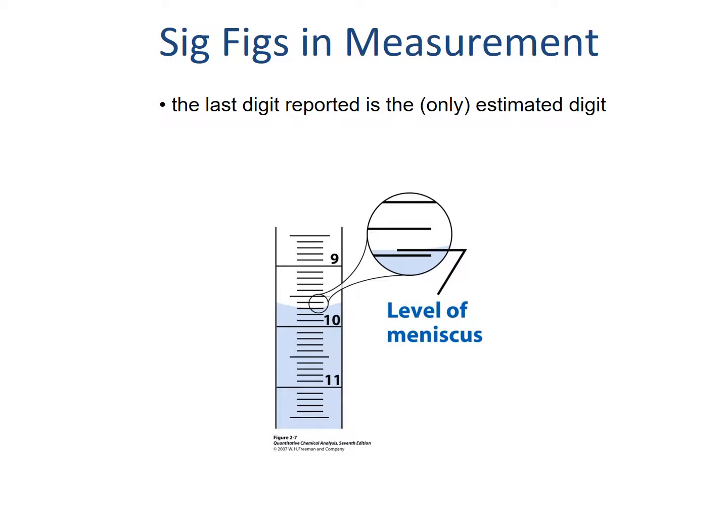Now, one of the ways that we can actually affect the precision of measurements is by taking the right number of sig figs from our instruments. So we're always going to take the last digit reported, and that's going to be our estimated digit, and our only estimated digit. So any place that we can estimate accurately, we're going to estimate one digit.